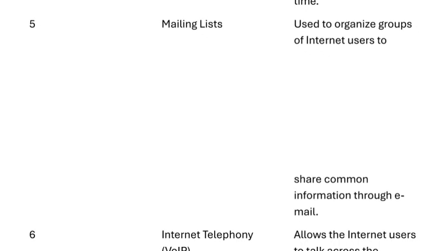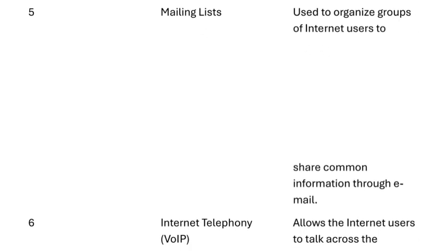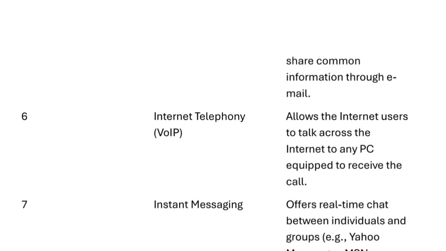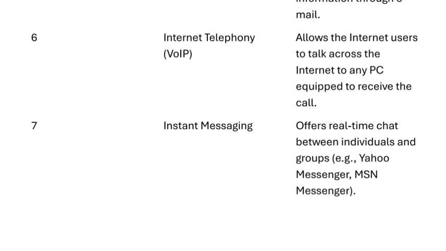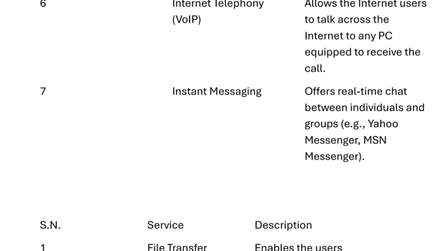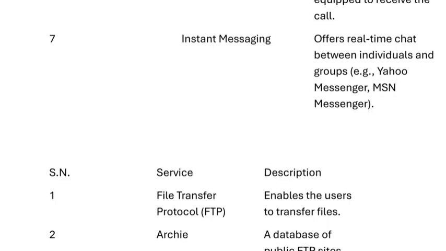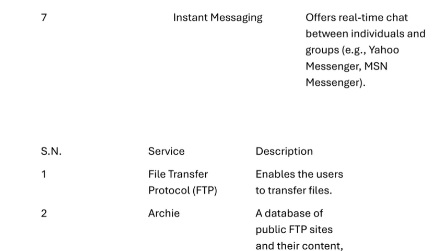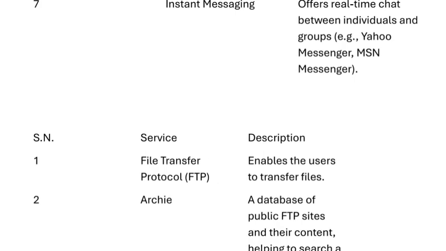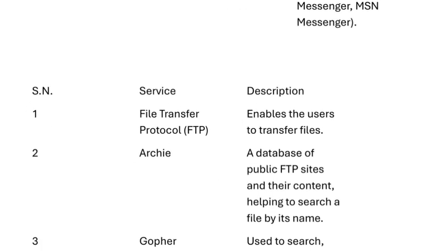5. Mailing lists, used to organize groups of Internet users to share common information through email. 6. Internet Telephony, VoIP, allows the Internet users to talk across the Internet to any PC equipped to receive the call. 7. Instant Messaging, offers real-time chat between individuals and groups, e.g., Yahoo Messenger, MSN Messenger.